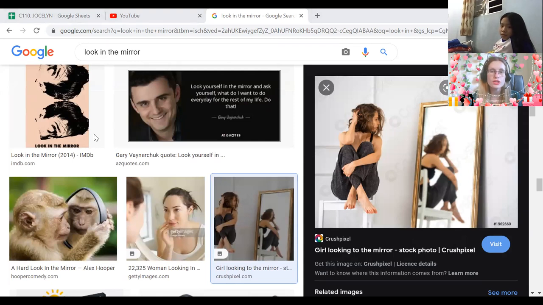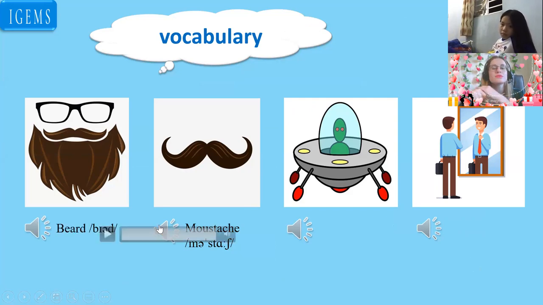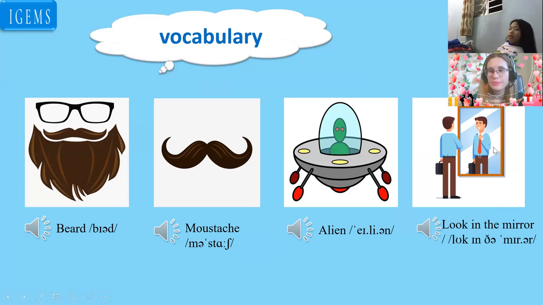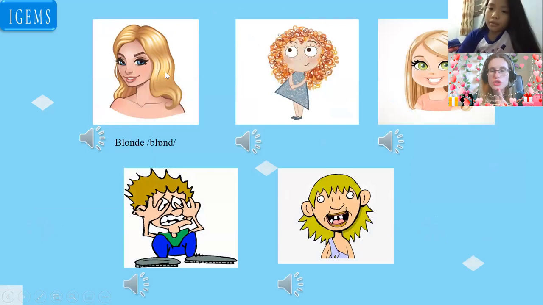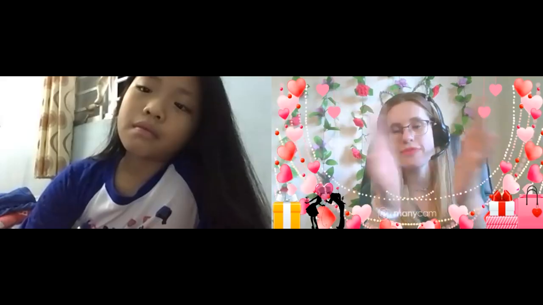Okay, so let's go over what we learned today. We learned some nice words. The first one was beard. Mustache. Beard. Good job. Mustache. Okay, good job. Alien. Look in the mirror. Good job. Blonde. Curly. Straight. Scary. Ugly. Good job. Very nice.